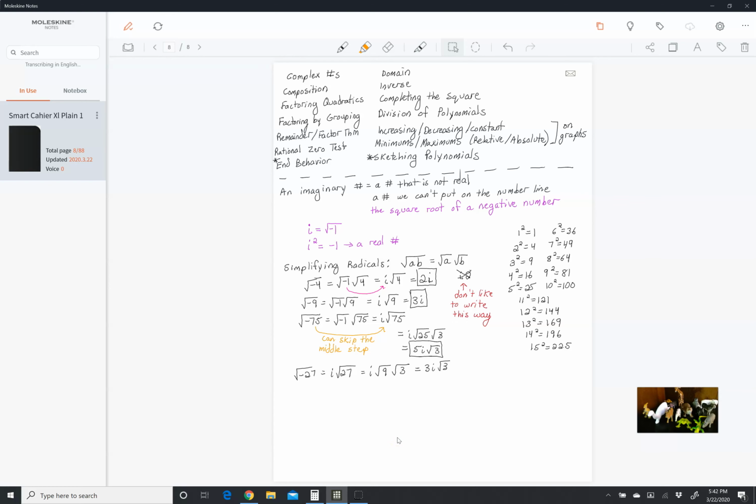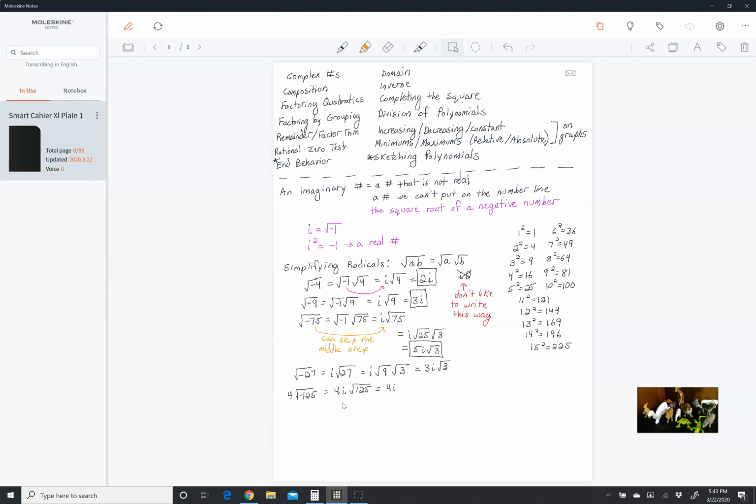Okay, and then we could take this a step further if we have a number on the outside. So let's take 4 times, let's do the square root of negative 125. So this becomes 4i times the square root of 125. So we're just taking that i out of the square root. We don't have to write it like this all the time where we're constantly doing the square root of negative 1. We could just pull it out as i. So we have 4i root 125.